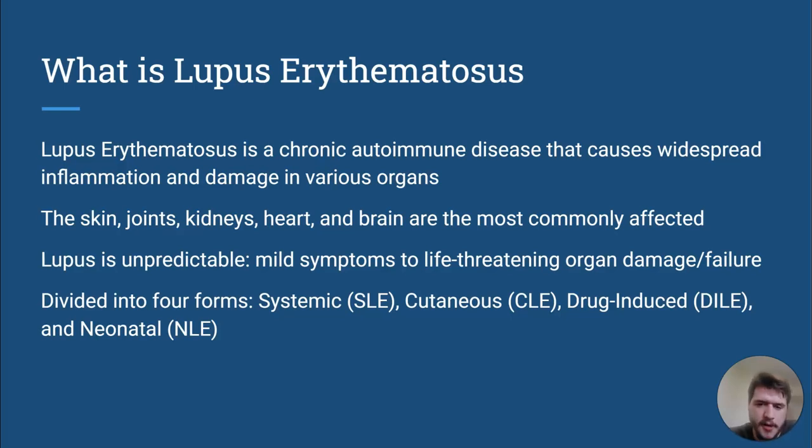Lupus is a chronic autoimmune disorder that causes widespread inflammation and damage of various organs. These organs are mostly the skin, joints, kidneys, heart, and brain. Lupus is a very unpredictable disease, causing anywhere from mild symptoms to very life-threatening organ damage and failure. And lupus has four forms. They are systemic, cutaneous, drug-induced, and neonatal.